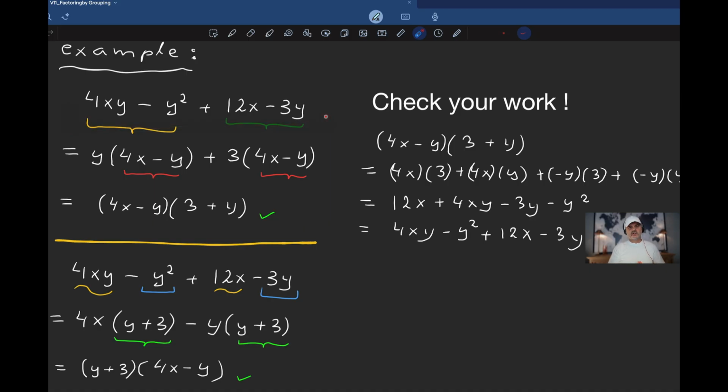So after the check is done, you can compare degrees and terms. If everything matches, you say, bingo, I'm done. I know this question was done right.